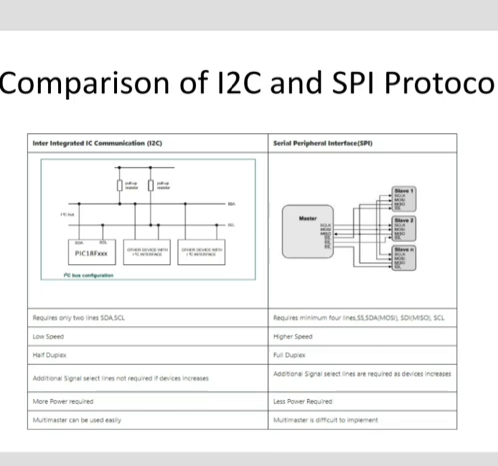I2C has low speed, SPI is higher speed. I2C is half duplex, SPI is full duplex. In I2C, additional slave select lines are not required if devices increase, and in SPI additional slave select lines are required as the devices increase. Then more power is required for I2C, less power is required for SPI. Multi-master can be used easily in I2C, and multi-master is difficult to implement in SPI.